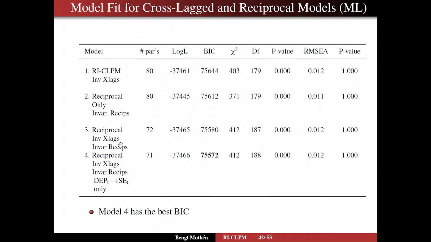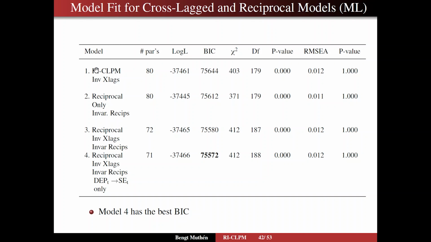And we see then that we can go further in that analysis and go down to model 4, where you have also a reciprocal effect only in one direction based on the analysis in model 3.